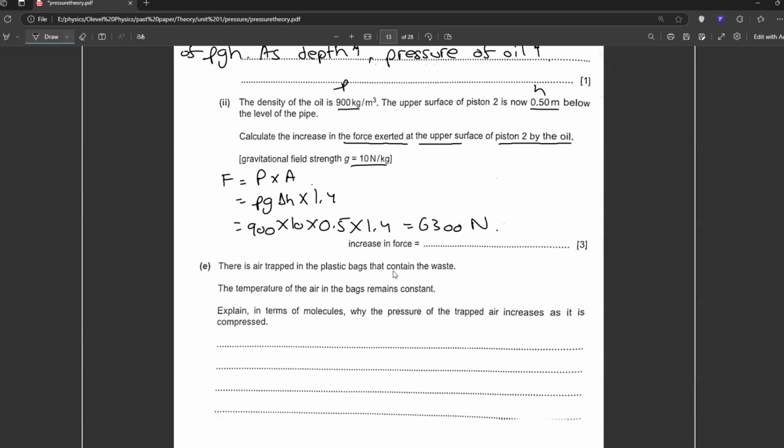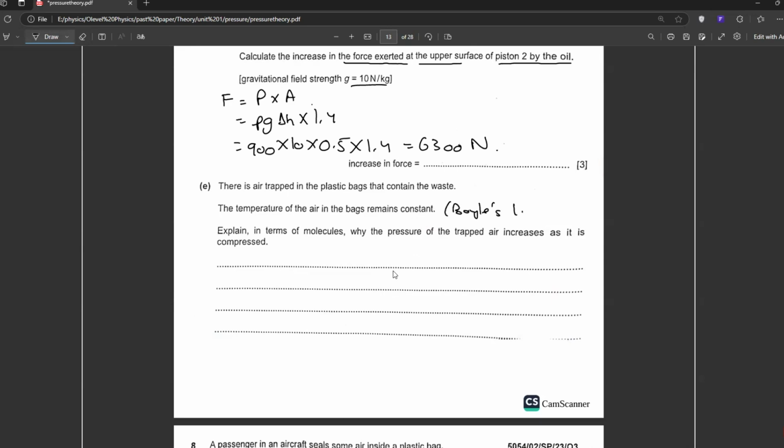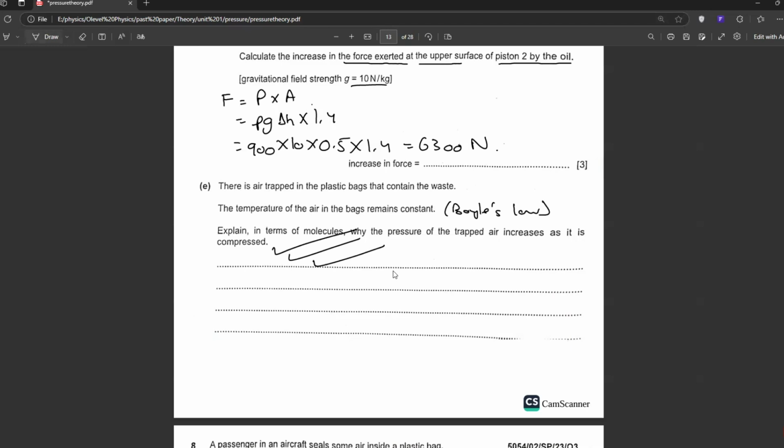The air is trapped in the plastic bag that contains the waste. The temperature of the air in the bags remains constant. That means Boyle's law is being applied. Explain in terms of molecules why the pressure of the trapped air increases as it gets compressed or volume decreases. This I have done many times in the video as well. You can scroll back and see the answer. Also, I have written a detailed answer to this in the notes, so you can view the lecture video as well. This is pretty much repeatedly done. So, let's leave it. Let's move on to the more difficult question.